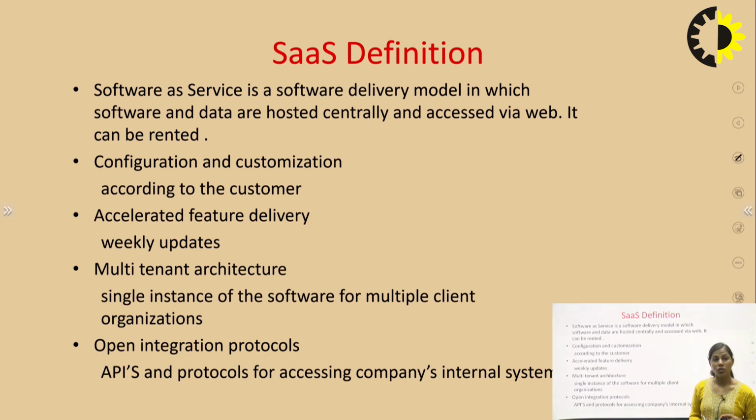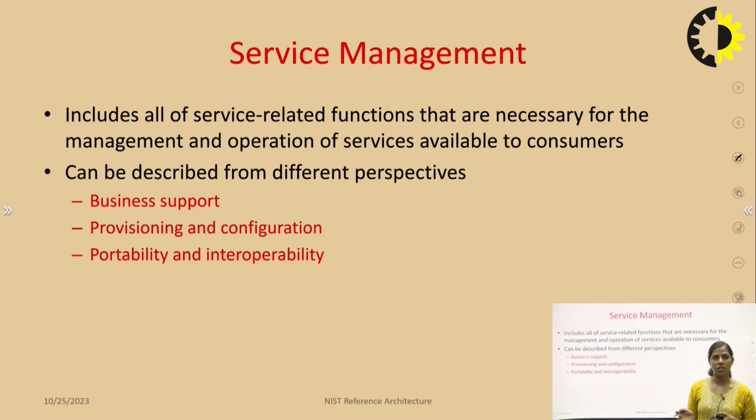SaaS, software as a service, is where we host different software centrally and access it through the web, or it can be on a rental basis. Configuration and customizations are all according to the customers. It also provides weekly updates and feature delivery in terms of content management. We can also use APIs and protocols for accessing different internal systems, meaning the company's internal systems. So this is how the service can be managed.